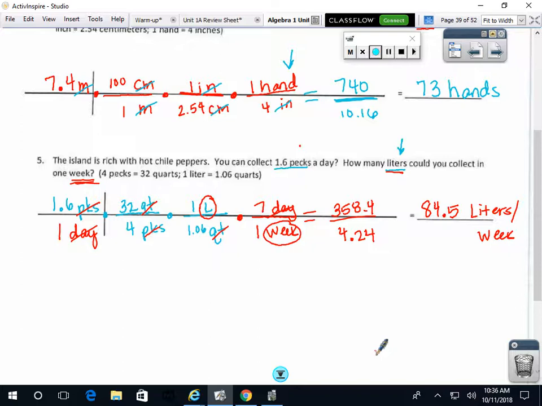So see how we basically just did 2 conversion chains in one? In the blue, I converted pecks to liters, and then I went back and in the red converted days to weeks. Okay, so now I want you to flip back to page 17.